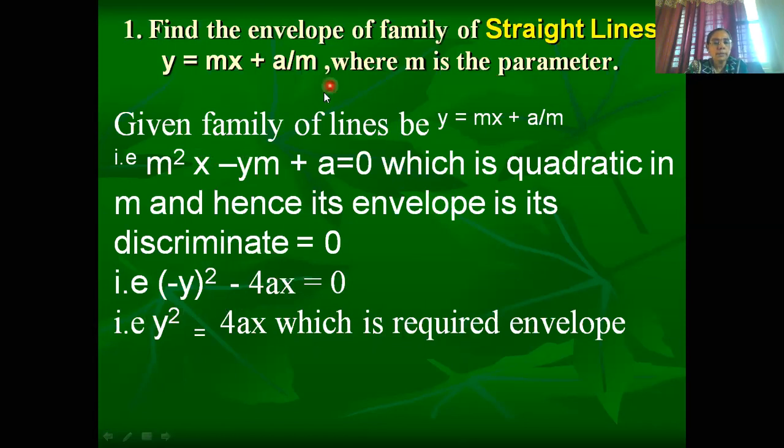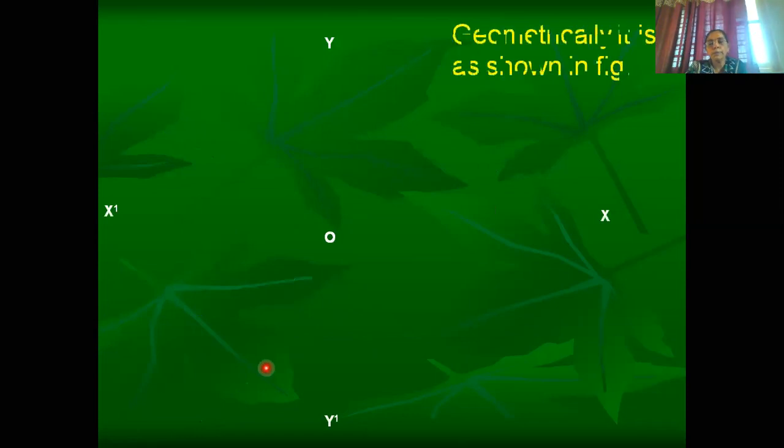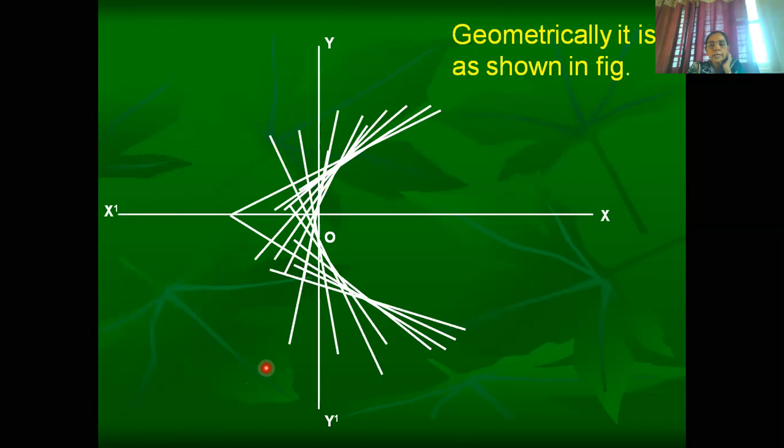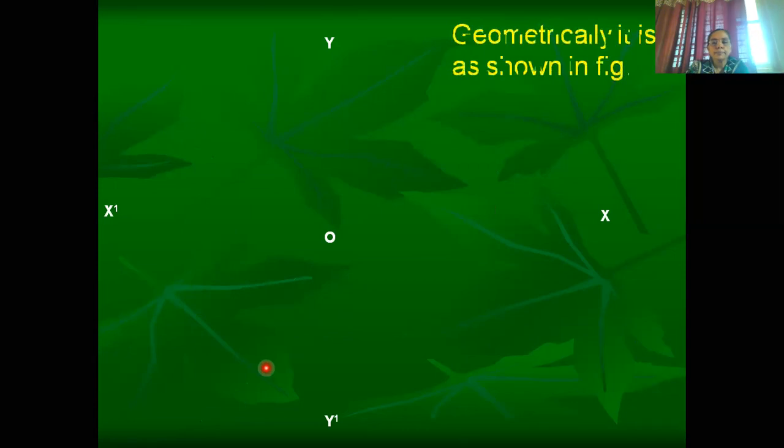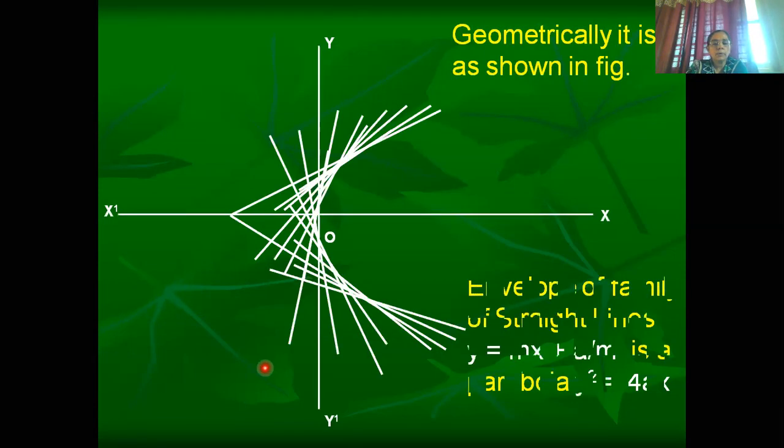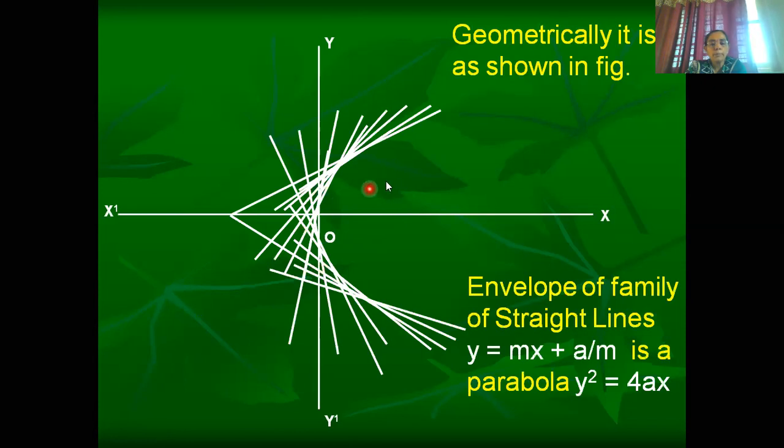In differential calculus you come across that y = mx + a/m is always the collection of tangents to the parabola y² = 4ax. If we draw this with different values of m, going on drawing the straight lines for a fixed a, you get this curve in the form of a parabola. Therefore the envelope of the lines y = mx + a/m is a parabola.